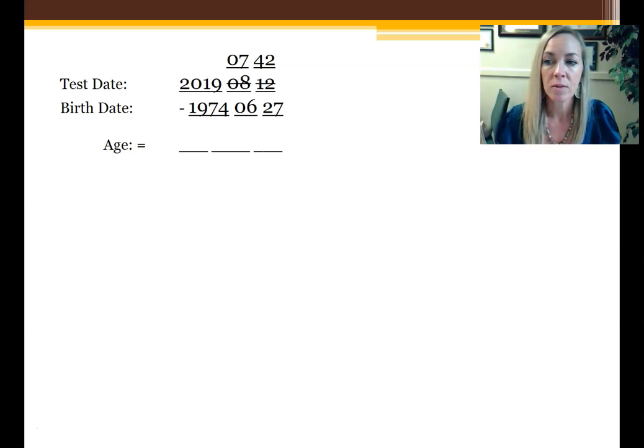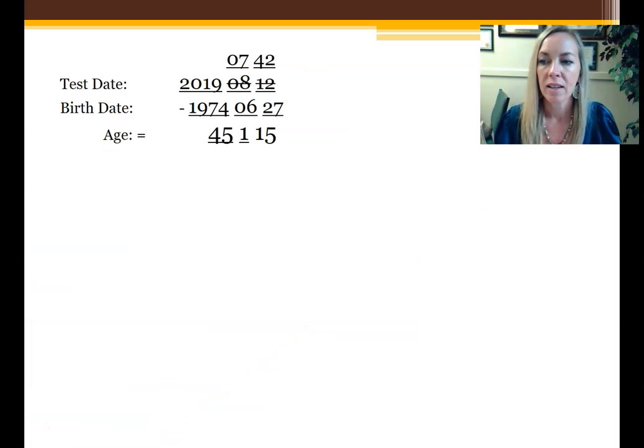But if this was a 5, for example, we would have to take a year away and add. How many months will we get from 1 year? 12. So that 5 would turn into a 17. But we didn't, because this is possible. So my age is 45 years, 1 month, and 15 days. So it's important, you will have to know how to calculate an age by using this method.